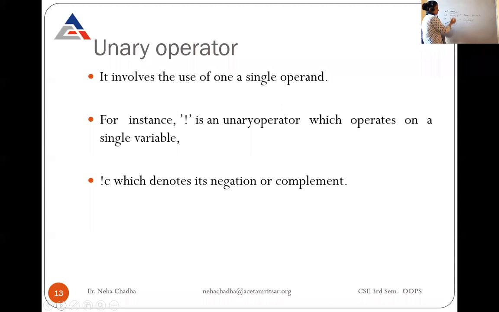Unary operators are plus plus a, minus minus a, a minus minus, a plus plus. These are all examples of unary operators. Or not a. This is also an example of a unary operator, where you are using a single operand, a single variable. Then you may say that this is called a unary operator.